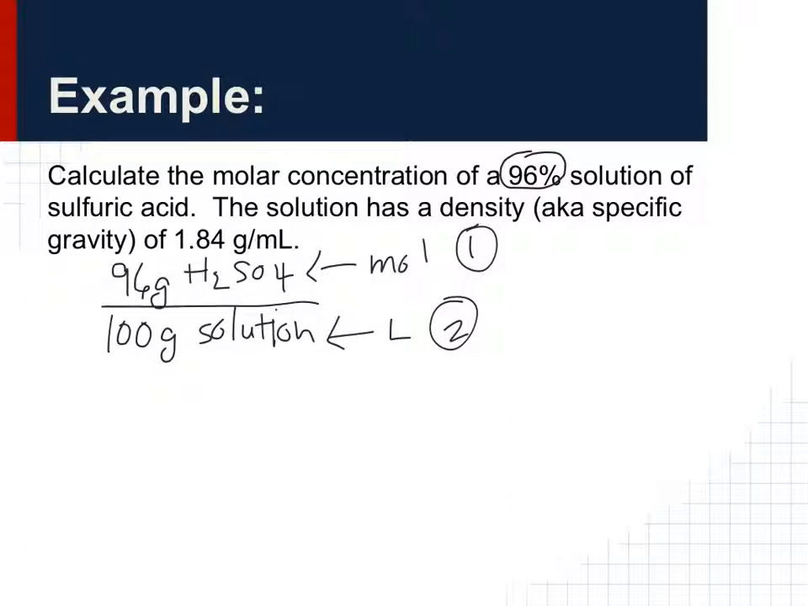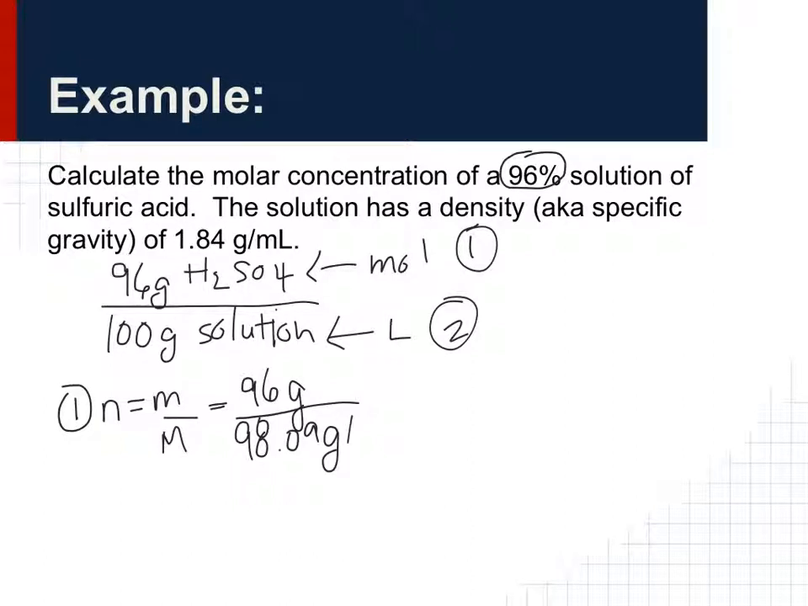Let's first look at the top, or our numerator. Converting from 96 grams of sulfuric acid to moles, we're going to use moles is equal to mass divided by the molar mass. The mass is given as 96 grams, and the molar mass is the molar mass of sulfuric acid. If you add that up, you should get 98.09 grams per mole. If we do this calculation, we get 0.9786 and so on moles.